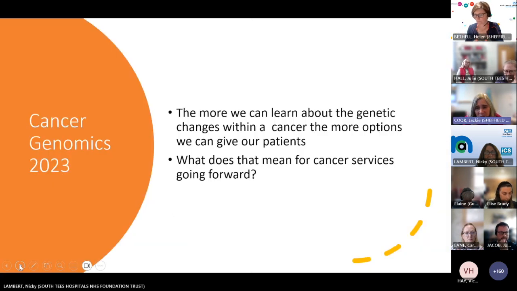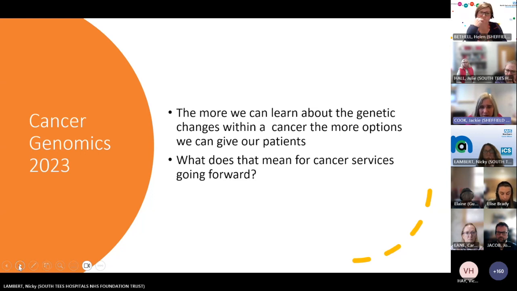So where we are at the moment is that we're beginning to learn more and more about what causes cancer. We're learning more and more about specific changes that occur within cancer cells. And what this is beginning to do, and what it will continue to do, is give us more and more options that we have for our patients. Hopefully better options with better outcomes and less side effects. So that's the goal, that's what we're aiming for, that's why all of this is being developed within cancer services.